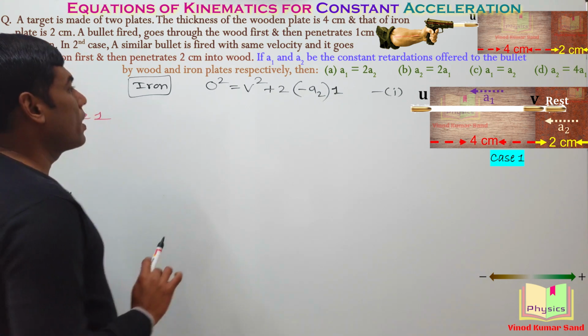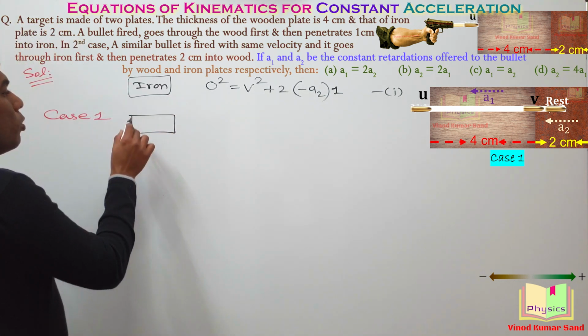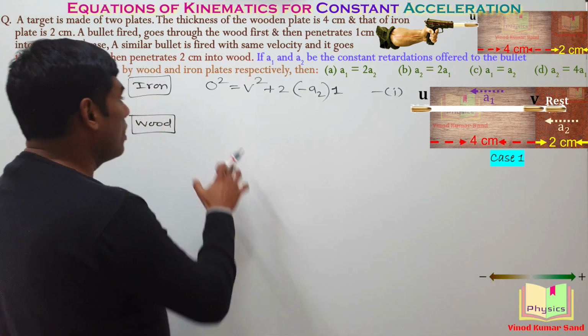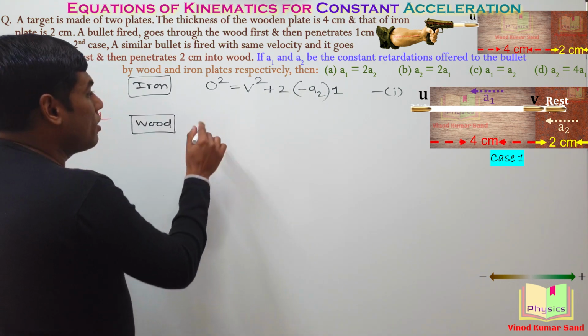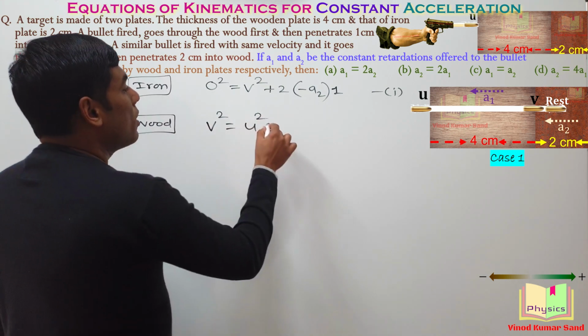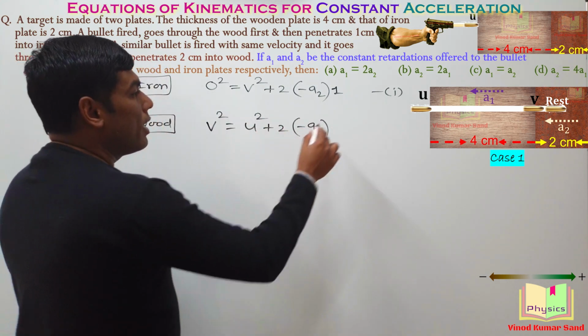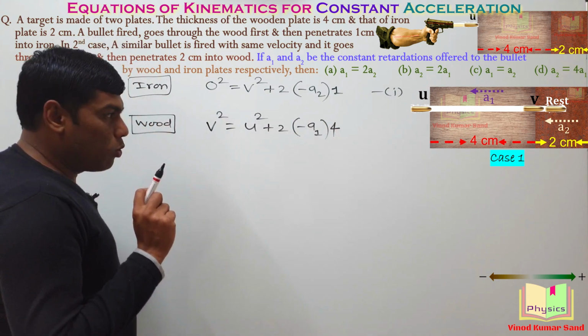Is it okay? Now, when the bullet was moving through the wood, let's use the third equation of motion. According to the diagram, the final velocity of the bullet inside the wood is v. The initial velocity is u, plus 2. Acceleration will be minus a1, and it travels through a distance of 4 centimeter.